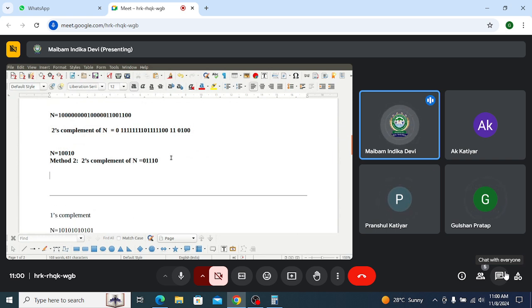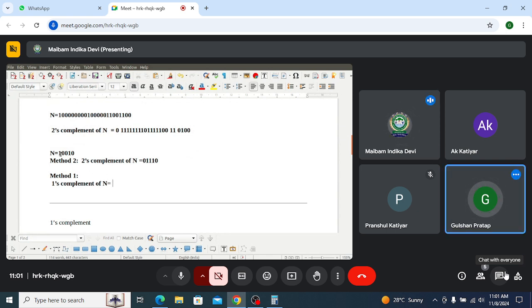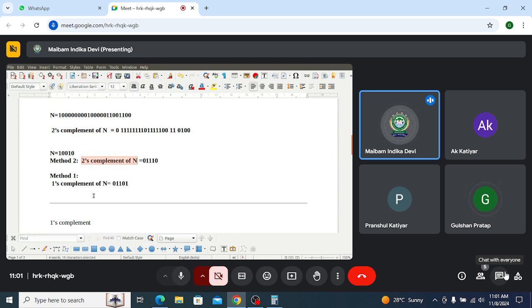Now another method we have discussed is, first find the 1's complement. Okay, so let's find the 1's complement of n. Here n equals this. How do you find the 1's complement? Exchange 0 and 1. Okay, so it will be 0, 1, 1, 0, 1. Now to find the 2's complement, add one to the 1's complement of n.